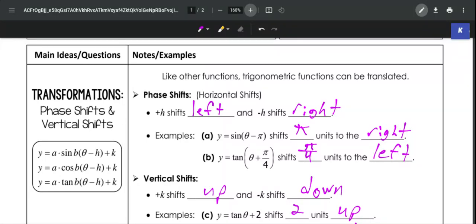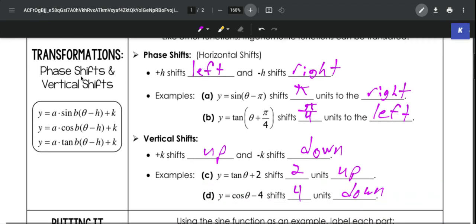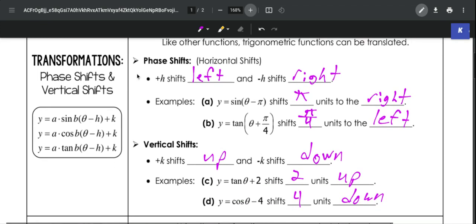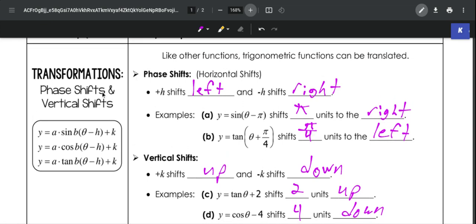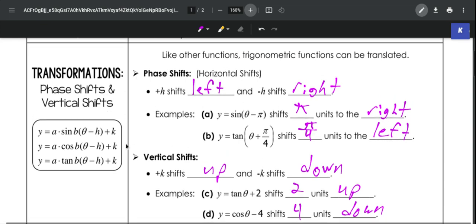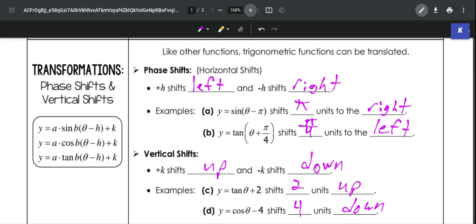Alright, so we just got finished with our trig function graph. So we were graphing sine, cosine, and tangent. So now we're going to expand upon that, and we're going to start doing some transformations. And these can be a little difficult, but I'm going to try to make them as easy as I can.